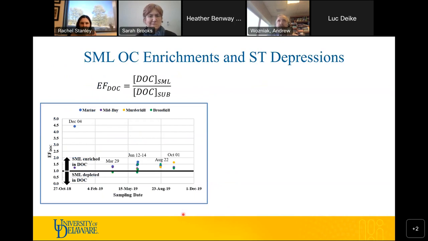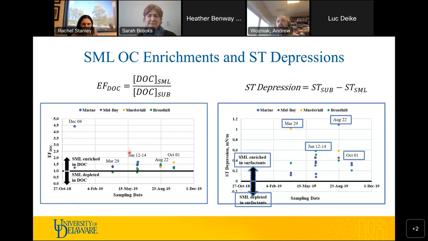So when we look at our data, I've got our data plotted here on the x-axis by sampling date, and on the y-axis showing the enrichment factor in the dissolved organic carbon, which is represented as the concentration in the microlayer divided by that in the subsurface water. So an enrichment factor above one is showing us we're enriched in dissolved organic matter or dissolved organic carbon. And we see that for the majority of the samples.